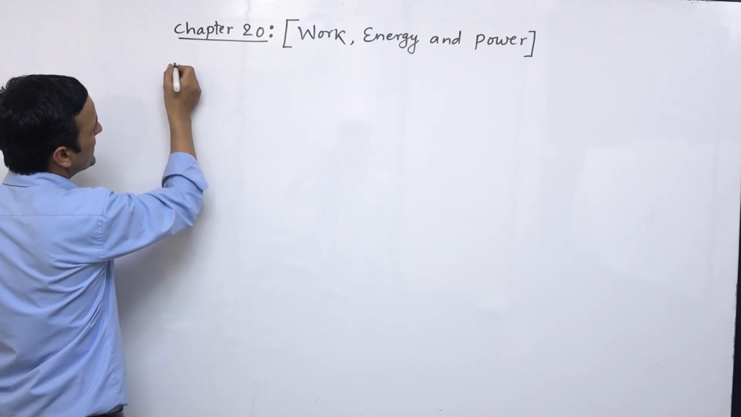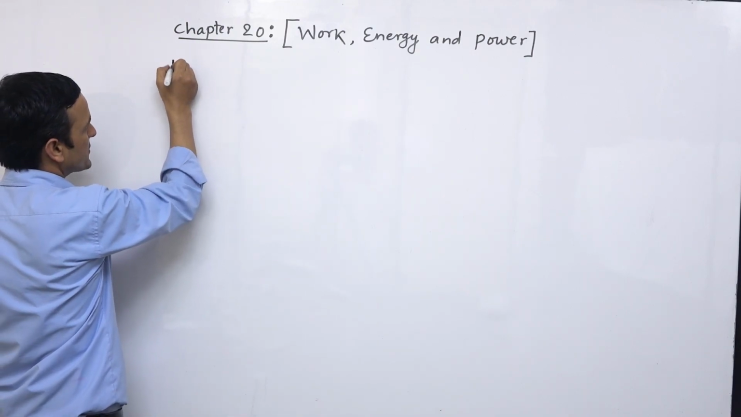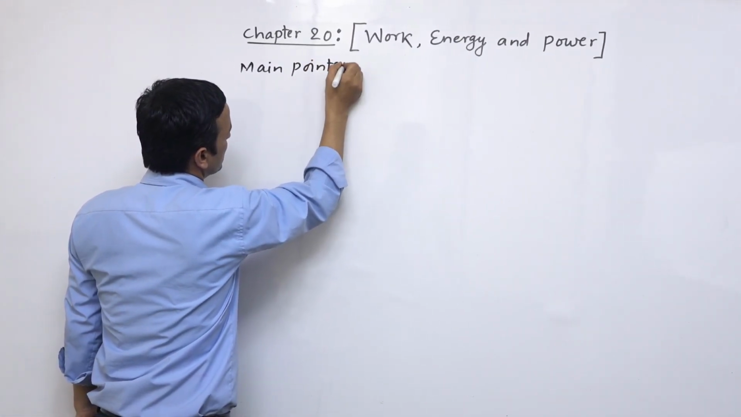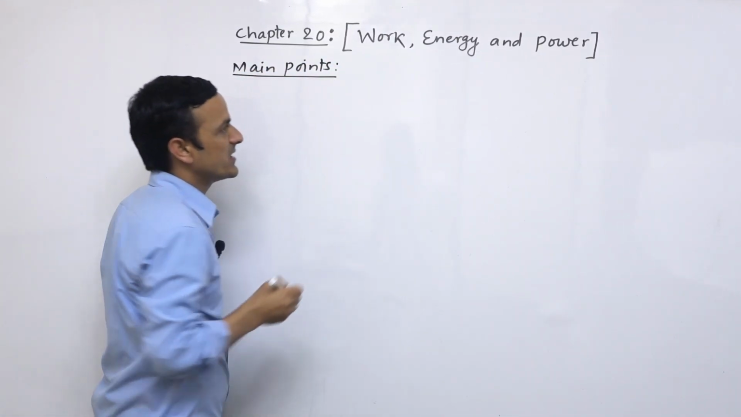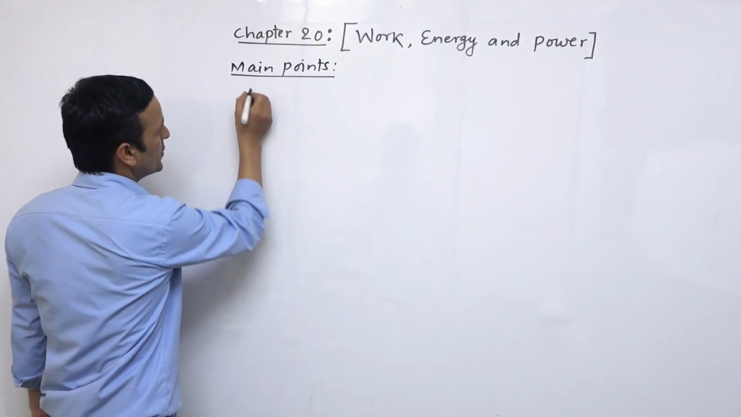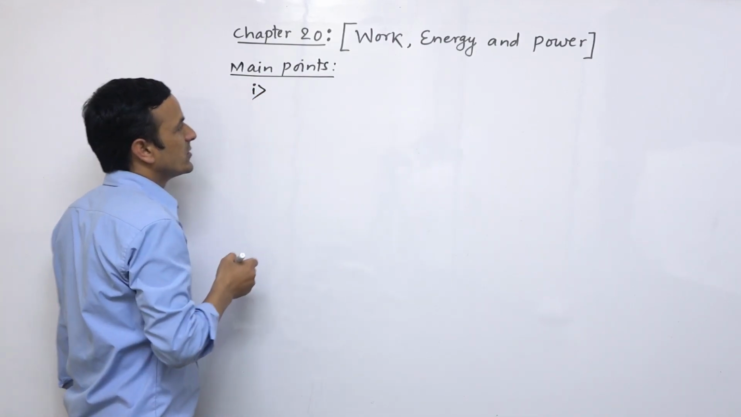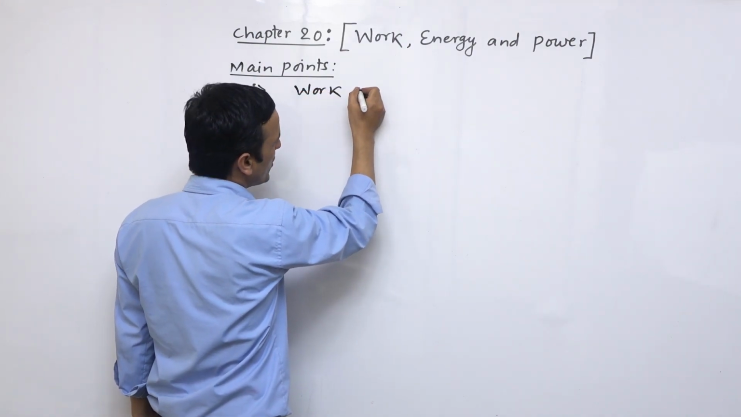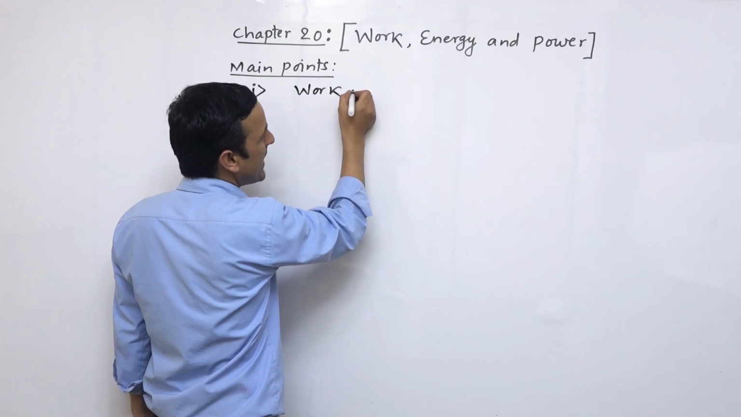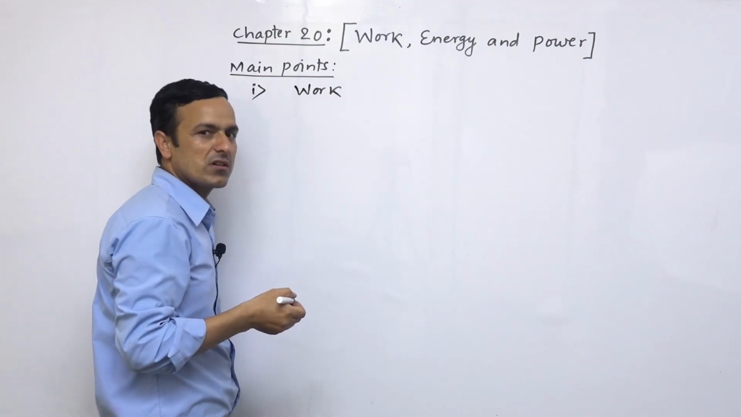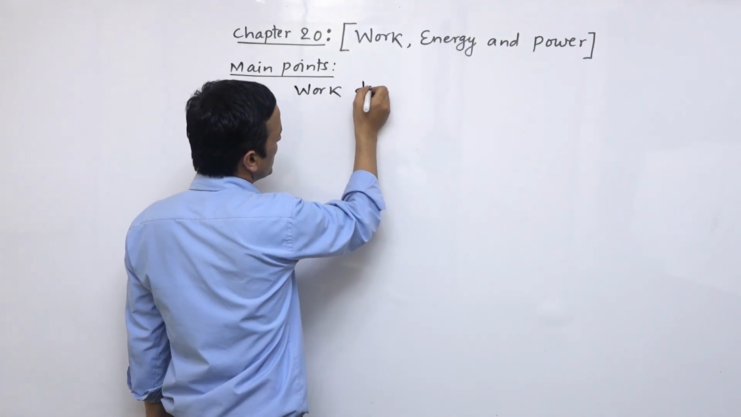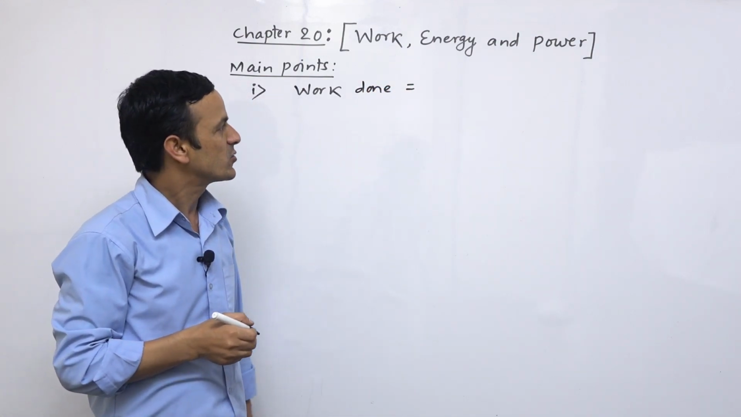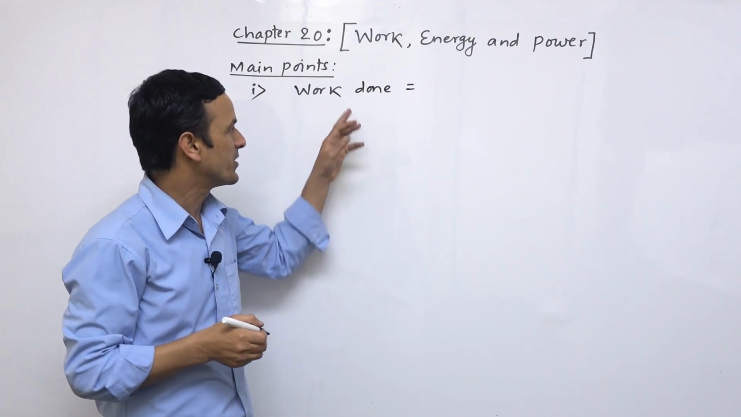So let's see, first of all, main points, write down main points which are related with work, energy and power. So if the work means what? The work, which is also known as work done by body. This work means work done by body. So write down work done is equal to, what is the formula? So we can see three cases over here.